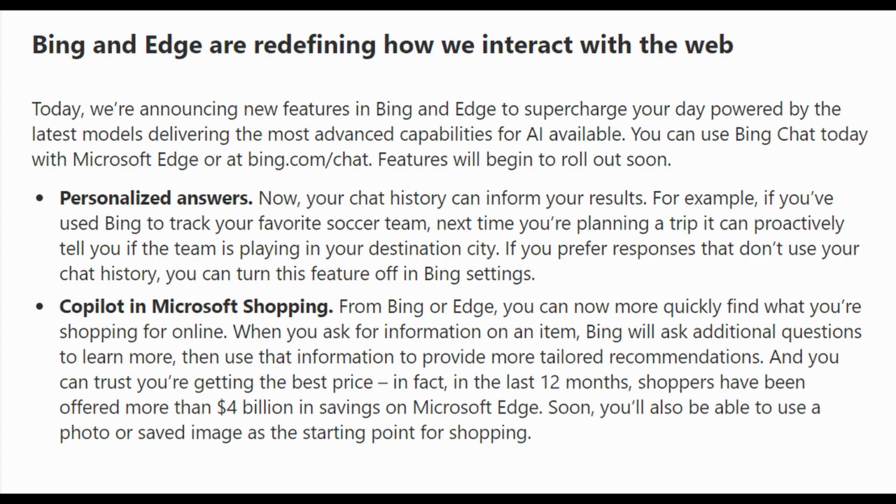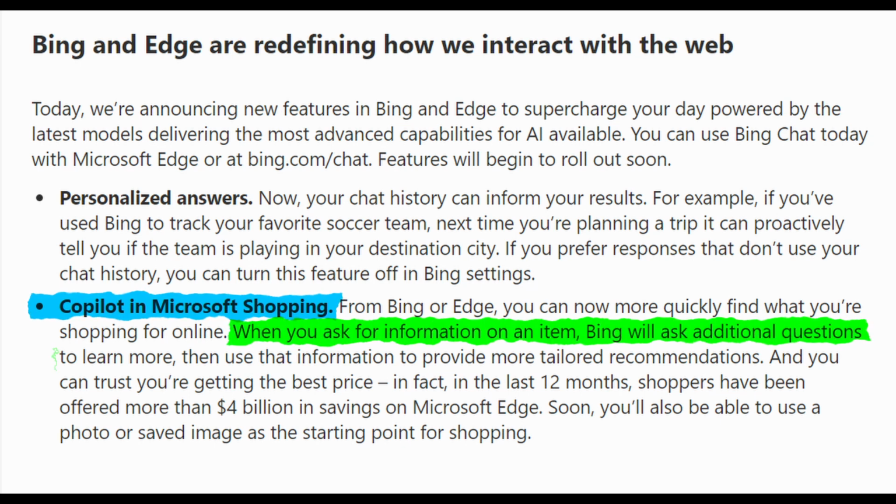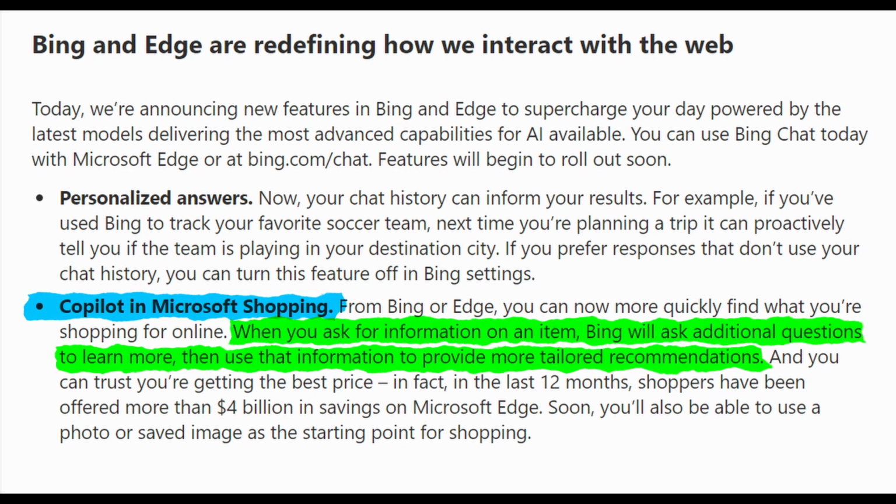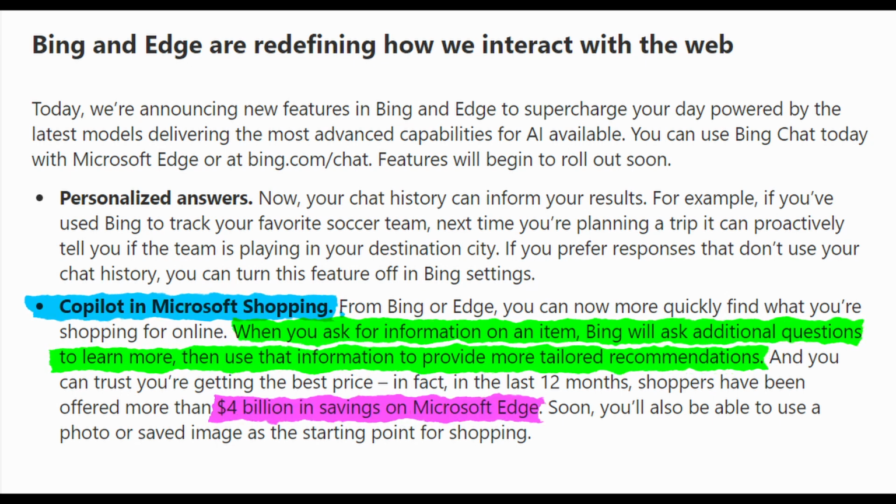Bing can also assist you with shopping. When trying to get information on an item, it'll first learn by asking you additional questions and then using that information to provide tailored recommendations. Microsoft assures us that we can trust them to get the best price and explains that Microsoft Edge users have been offered more than $4 billion in savings in the last year, where the average US shopper can expect to save an average of $400 a year.